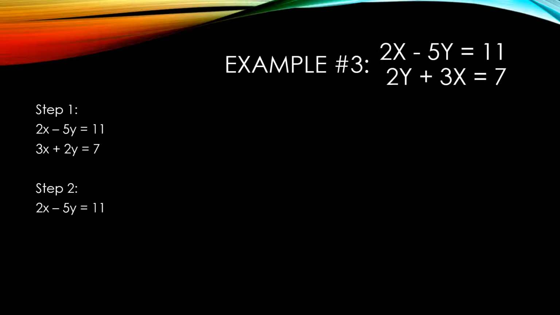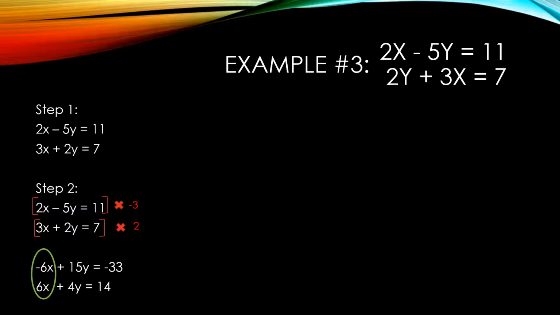What we'll start off with is our first equation, and multiply it by negative 3 to produce a negative 6 coefficient. For our second equation here, we're multiplying it by positive 2 to produce that positive 6 coefficient. So our new equations will read negative 6x plus 15y equals negative 33, and positive 6x plus 4y equals 14. We're good to go because we have our opposite values.